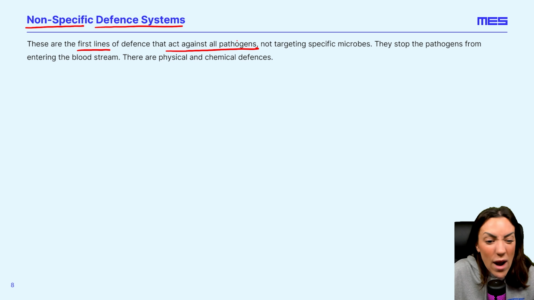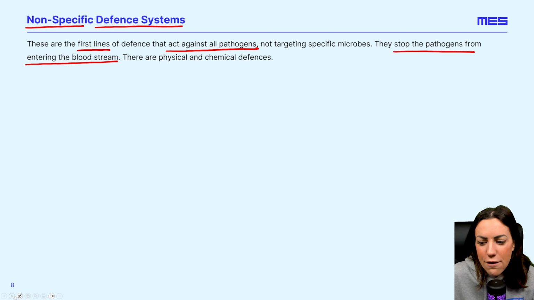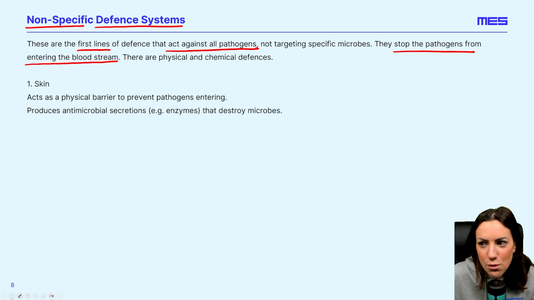They will act in the same way for all pathogens, and the aim is just to stop the pathogens from entering your bloodstream, okay, just to prevent infection. So there are 4 main ones. There are more than 4, but these are the important ones. So the first defense system, or defense mechanism, is your skin.